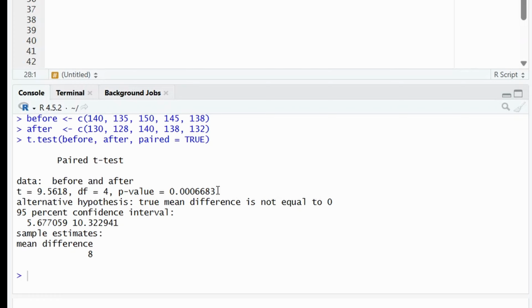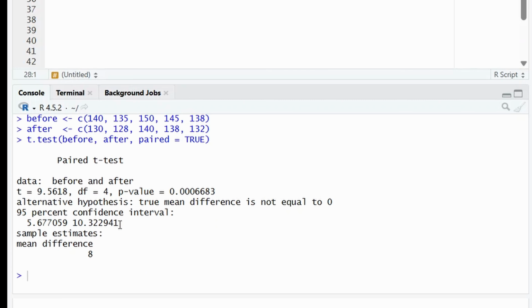This means we reject the null hypothesis, which states that the true mean difference between before and after is 0. In simple terms, there is strong statistical evidence that the intervention or change between the 2 time points had a real effect. Next, we look at the 95% confidence interval, 5.68 to 10.32.